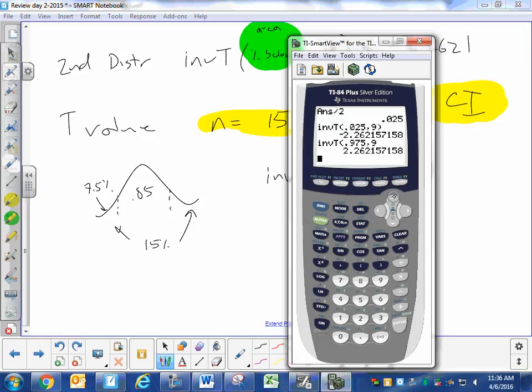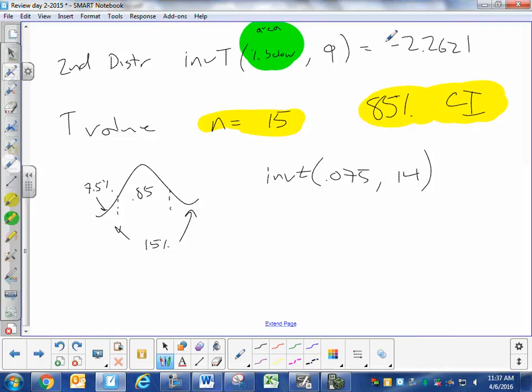Second distr, inverse t, 0.075, 14, and we get negative 1.523. Okay? So you would use a t-value of positive 1.523. Let's do one more since I showed you that.